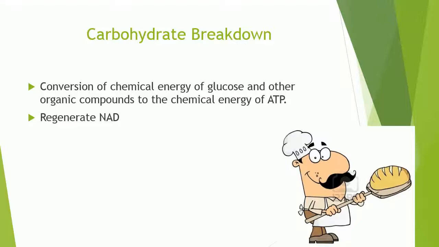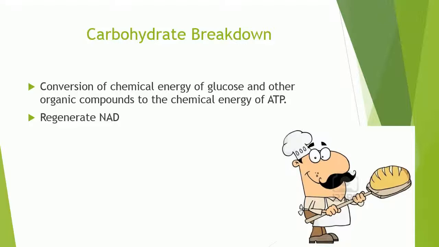So the conversion of chemical energy of glucose and other organic compounds to the chemical energy of ATP. Well, what does that mean? It means you're taking in glucose molecules in the food you eat all the time, and your body converts that into ATP through aerobic respiration. That happens in your mitochondria.